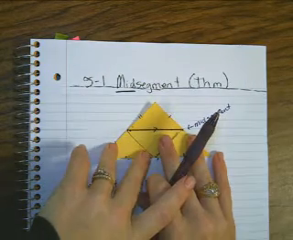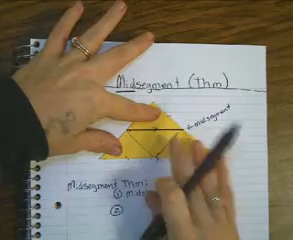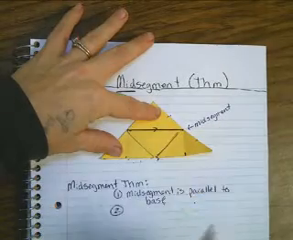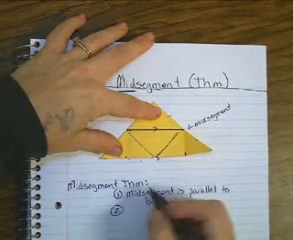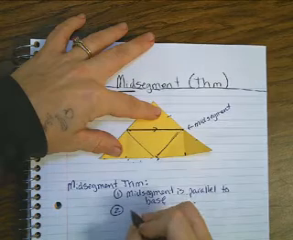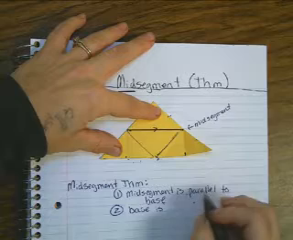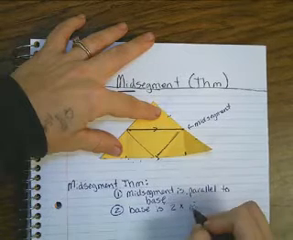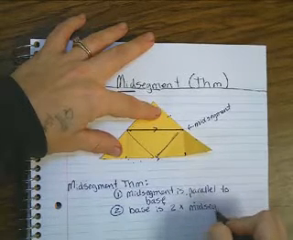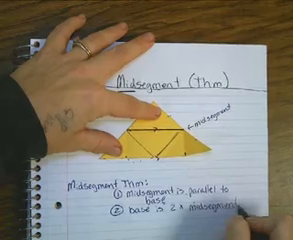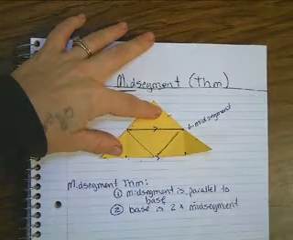If that was confusing to you, just remember the theorem then. The base is 2 times the midsegment. Okay? Alright. I'll tape that in later.